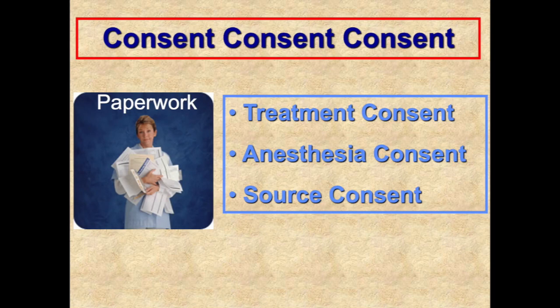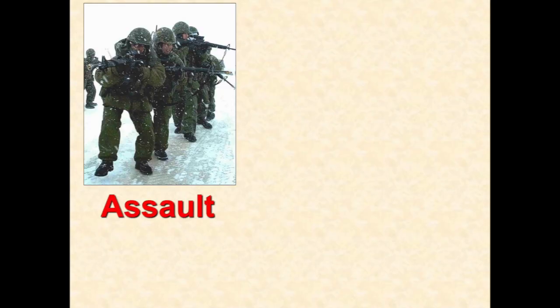Let's talk about consent, consent, consent. We've got to get consent from the patient to be able to treat them, both for their dental treatment, so that's the treatment consent, the anesthesia consent, which is just going to be solely for the anesthetic, and then the source consent in case we have an accidental needle stick and we need to draw blood from the patient for a lab. There's a couple of concepts I want to go through with you, and one of them is assault.